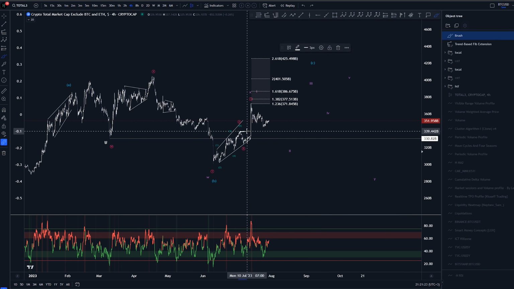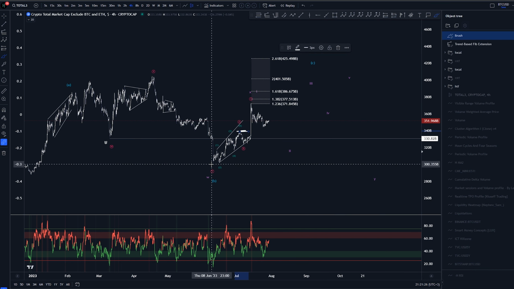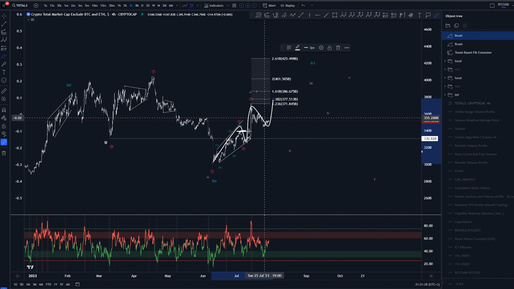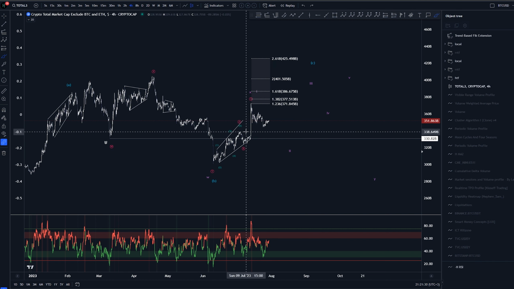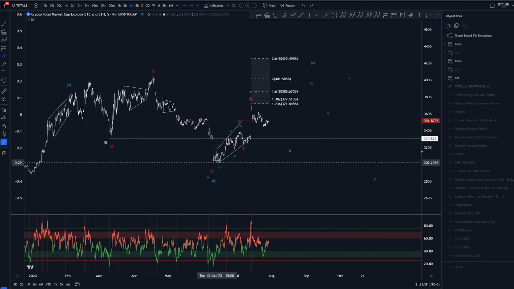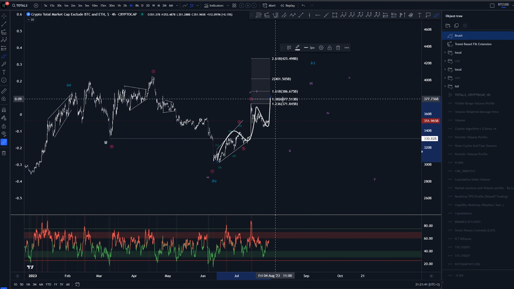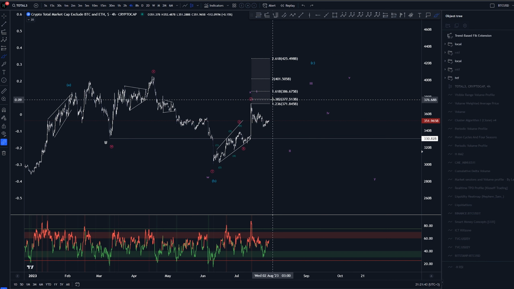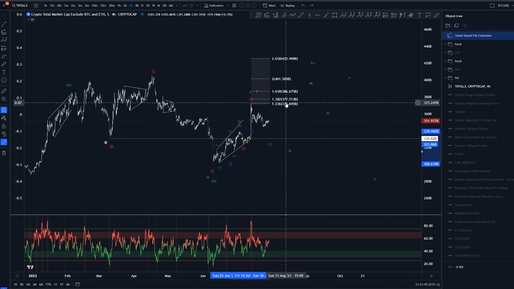Again, invalidation for this whole idea of this becoming a 1, 2, 3, 4, 5 is here, right around 338.6 billion. If the price comes back here, then we can cancel out the whole idea that this would be a 1, 2, 3, 4, 5. I have not labeled in that option at all, but just a reminder.